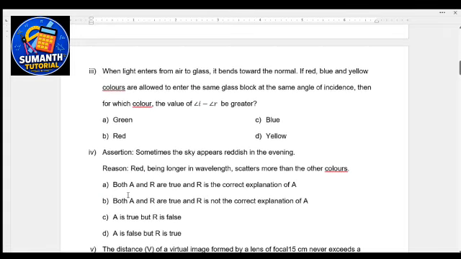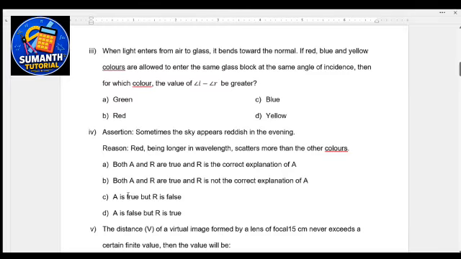See here, MCQ number 3. When light enters from air to glass, it bends towards the normal. Obviously, it's statement one. Now if three rays of red, blue and yellow colors are allowed to enter the same glass block at the same angle of incidence, then for which color is the value of i minus r greater?